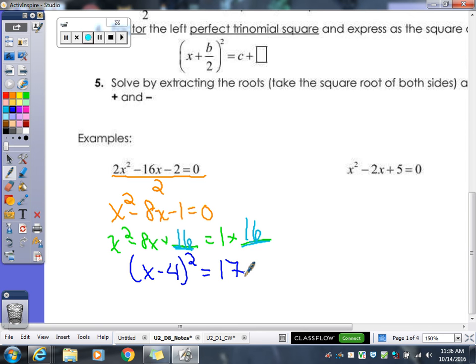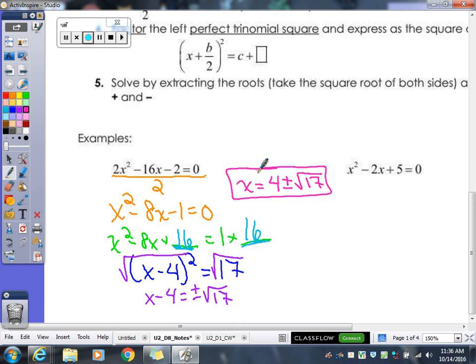So now these were like problems that we were doing last time. Since all of this is squared, I'm going to undo that by taking the square root of both sides. So I have x minus 4 equals plus or minus the square root of 17. Since I introduced my square root, it's plus or minus. And then there's one other thing I have to do. Add the 4 over. So I get x equals 4 plus or minus the square root of 17. You always want to put your number in front of that plus or minus.